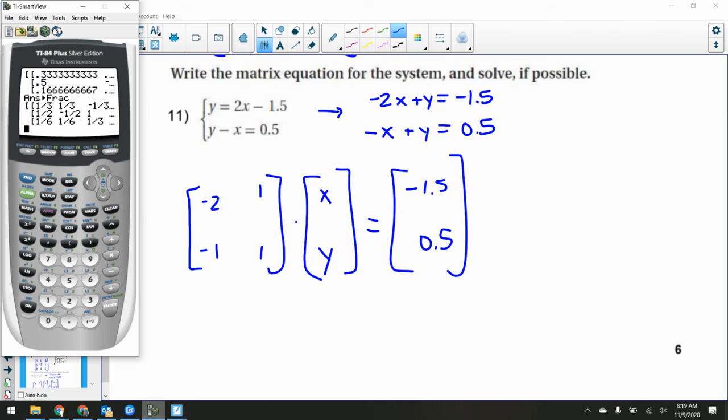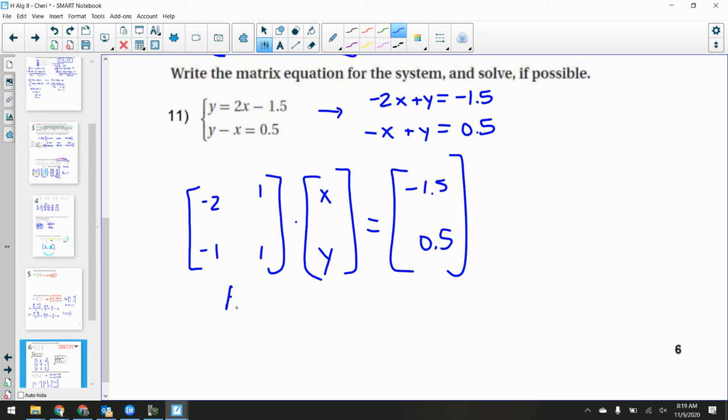Okay, now we go to our calculators and we go into matrix. We scroll right twice to edit. And now I put in my coefficient matrix, which is a 2 by 2: negative 2, 1, negative 1, 1. And I go back to edit B, which is going to be a 2 by 1: negative 1.5, and then 0.5.